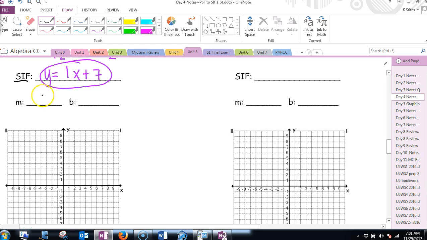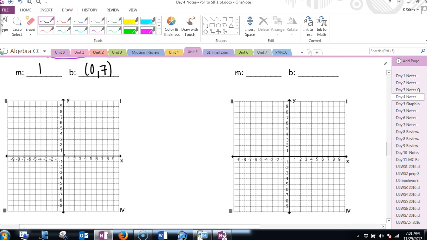Your slope, m, is 1. Your b is 0, 7. So that's your starting point. We'll go up to 7, put a dot, make sure you're on the y-axis, slope of 1, up 1, right 1. And then go back and reverse it, down 1, left 1. And a line with arrows. Okay, so that's what that's going to look like.